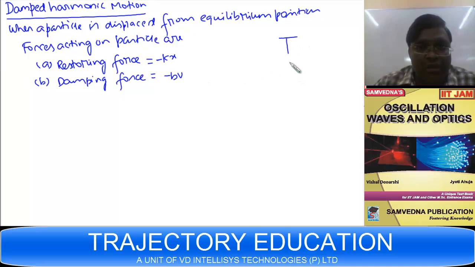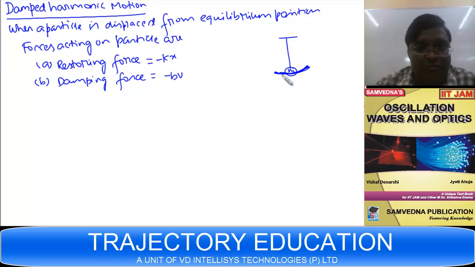If you have seen a pendulum, if you take the pendulum to the right hand side and leave it, it starts oscillating. But you find that over a period of time, the amplitude of oscillation keeps on falling, and finally the amplitude becomes zero. So you say it's because of damping, because of the damping force.